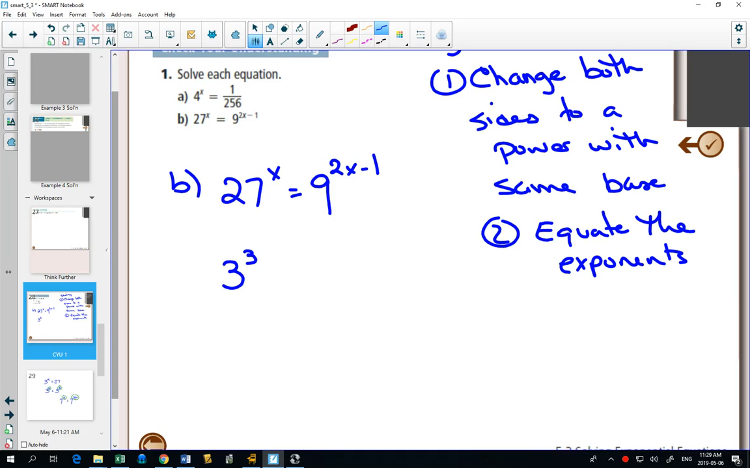Well, anytime you're substituting something for something else, it's good to put it in brackets. So for the 27, there would still be an x there. Can you see that that's equal to what we had before? And same thing on this side. I'm going to replace the 9 with 3 squared, and there would still be a 2x minus 1 here.